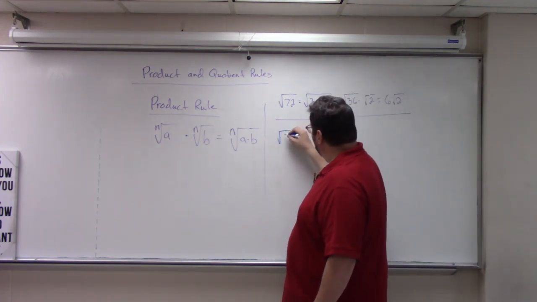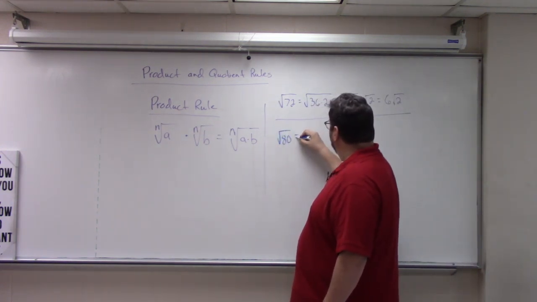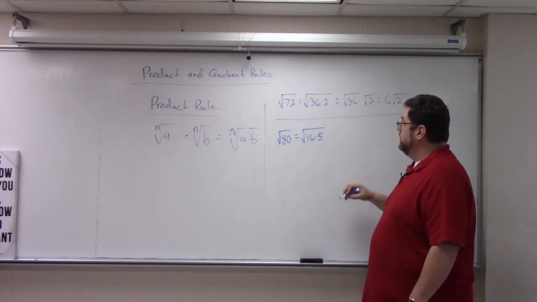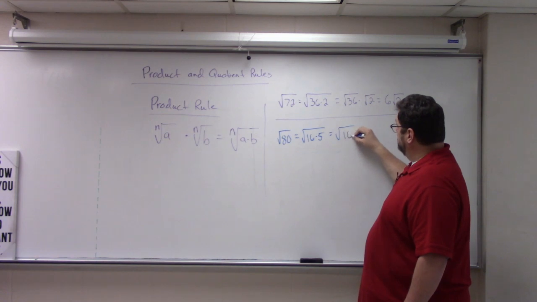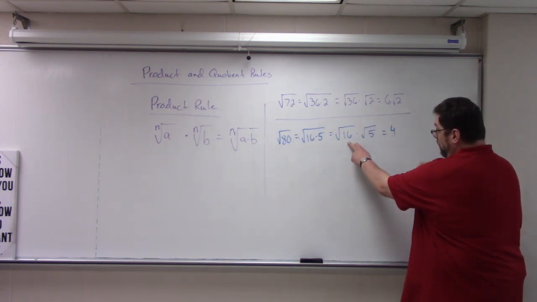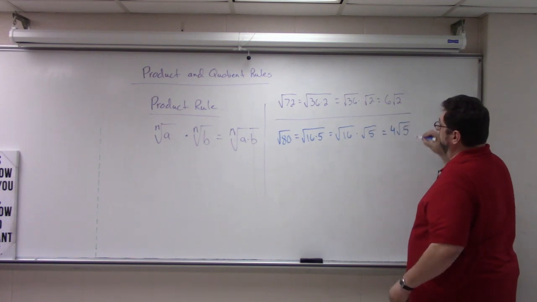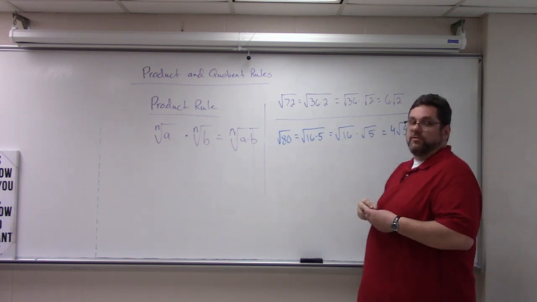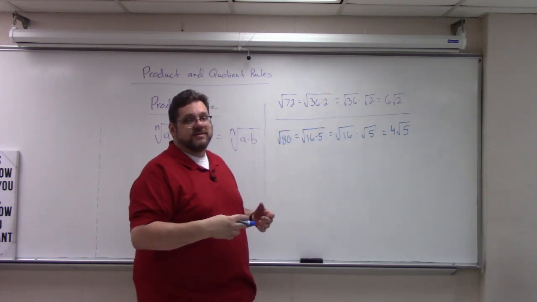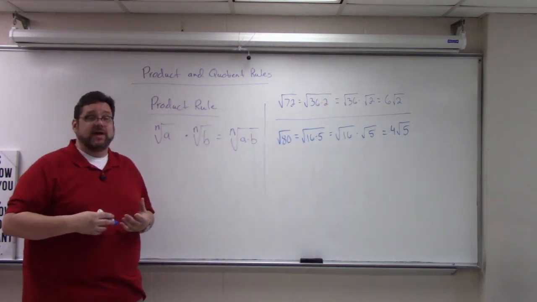The square root of 80 is the square root of, and I'm going to say 16 times 5. Well, that's the square root of 16 times the square root of 5. Square root of 16 is 4 times the square root of 5. All right, so we can use it backwards. And what's going on here? This is an example of simplifying a radical.